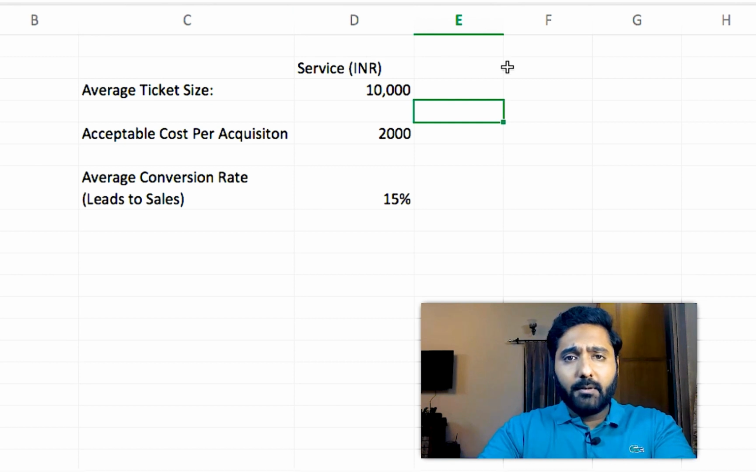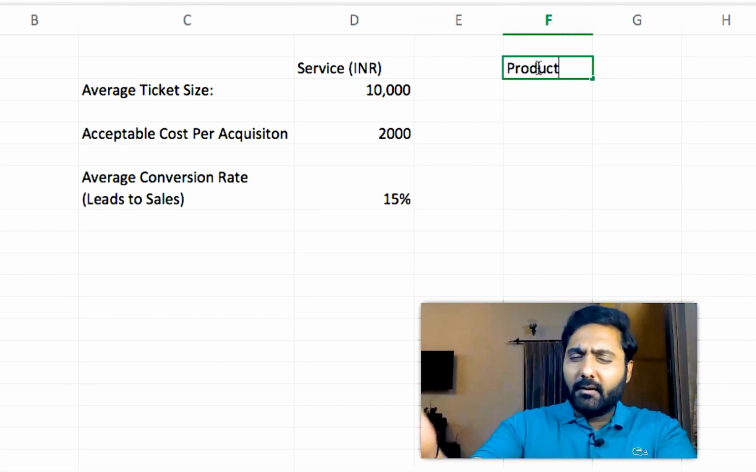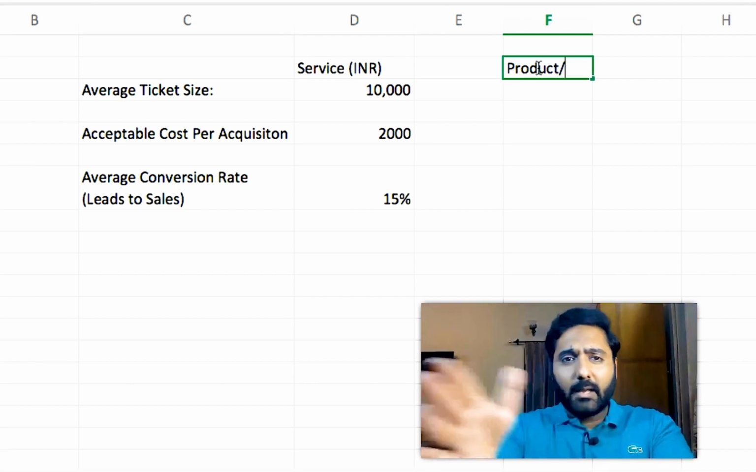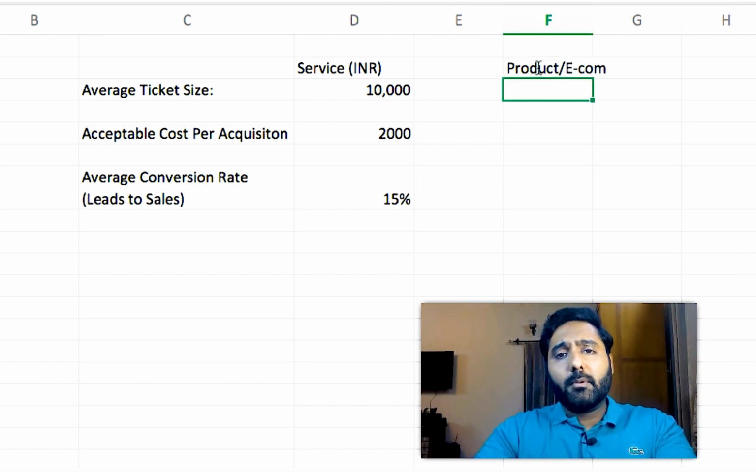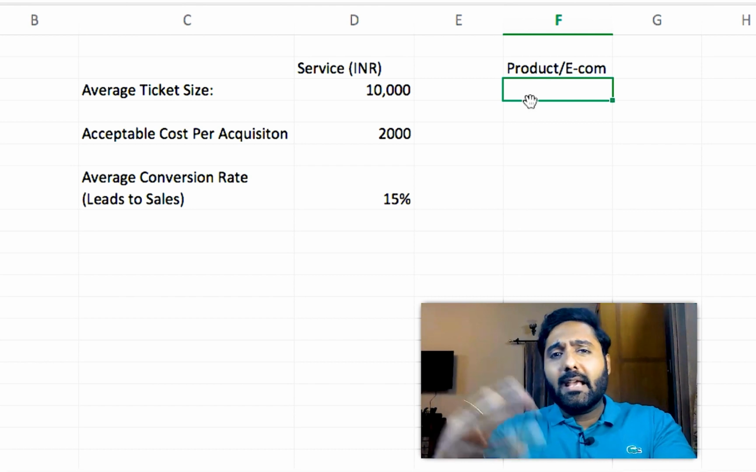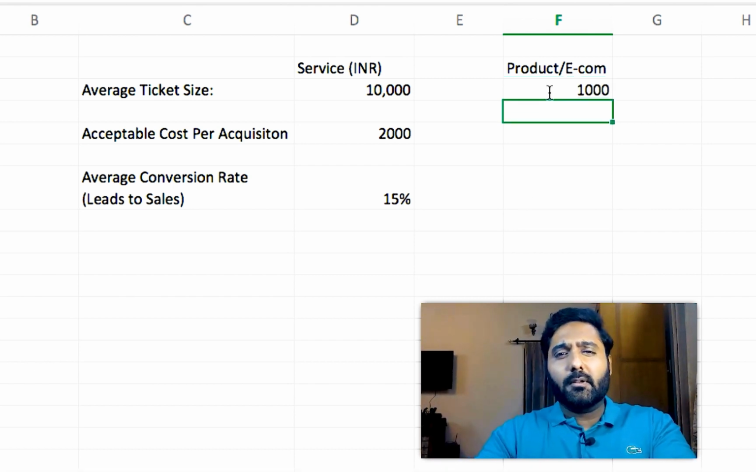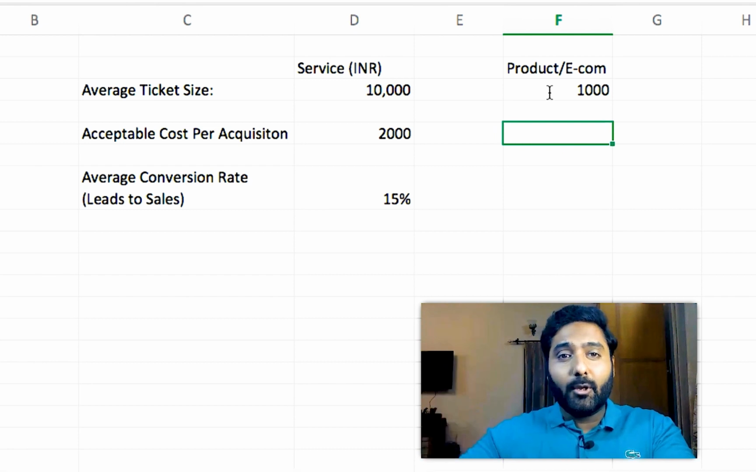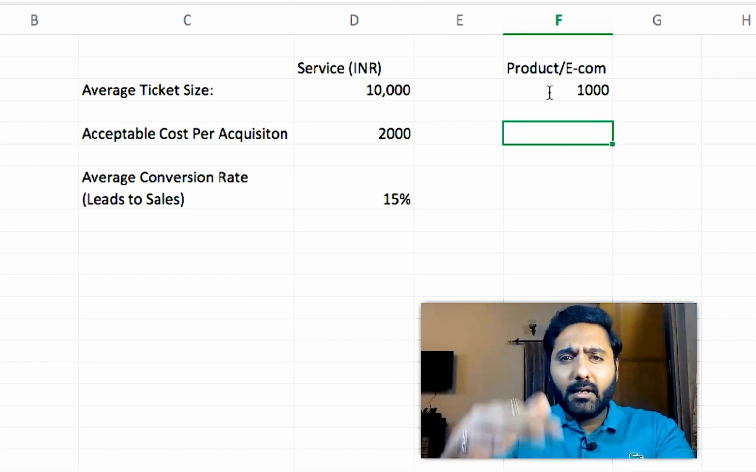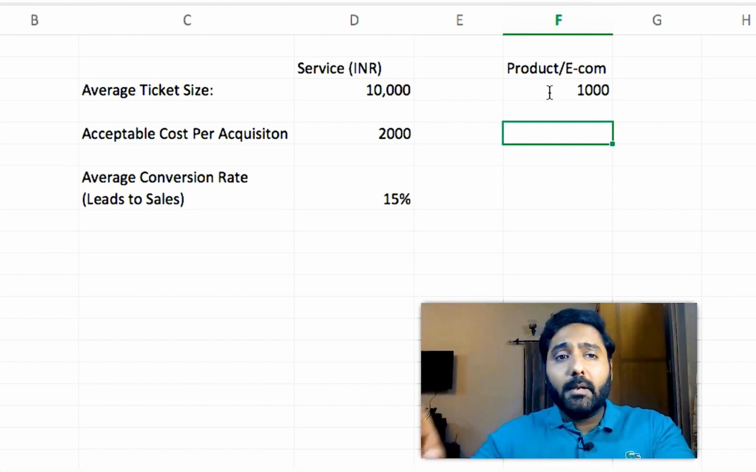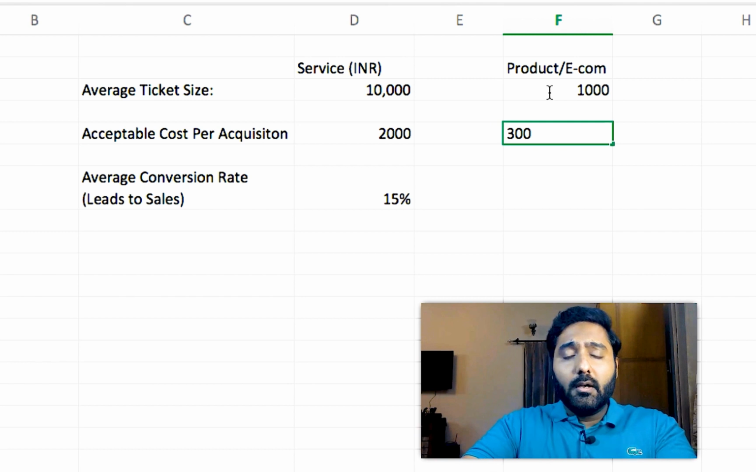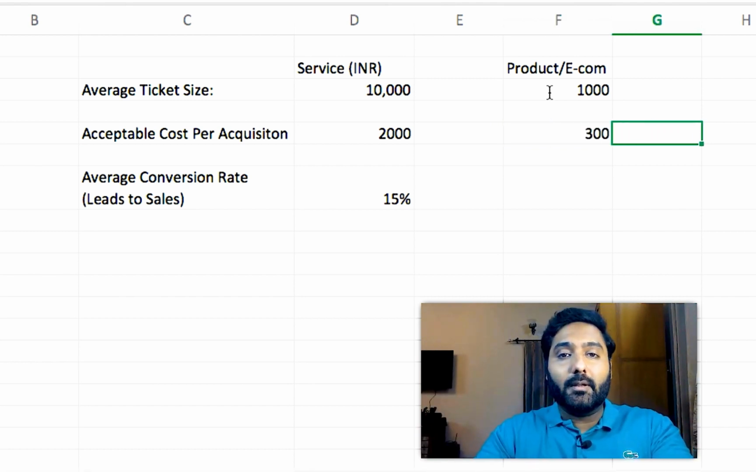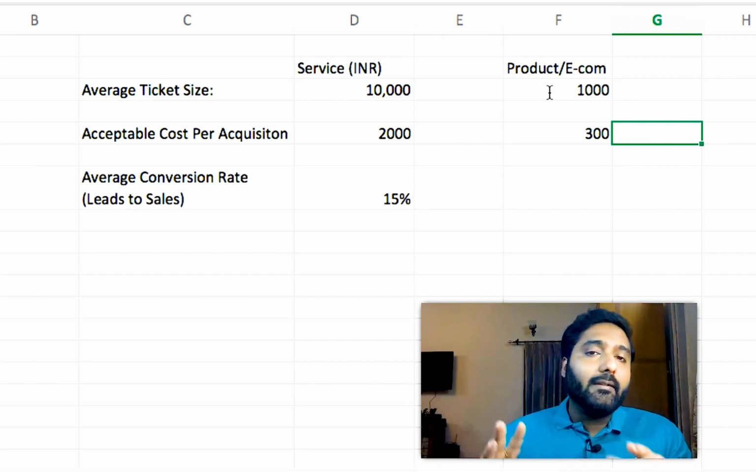Let me also take another example for a product business, which is, let's say, a lower ticket size item, and there are no leads involved. So I'm going to simultaneously compare both. I'm going to take a product business or an e-commerce business. Let's say the average ticket size for this kind of business is 1,000 rupees. You're selling merchandise which costs on average 1,000 rupees. And the acceptable cost per acquisition, after you've removed your hosting expenses, domain expenses, employee expenses, shipping, inventory, manufacturing expenses, and excluding the profitability that you want at this current stage, is 300 rupees. That means to acquire a customer worth 1,000 rupees, you're okay spending 300 rupees.